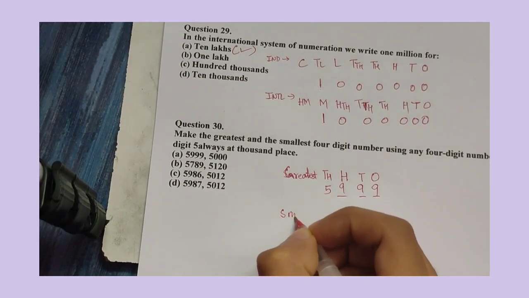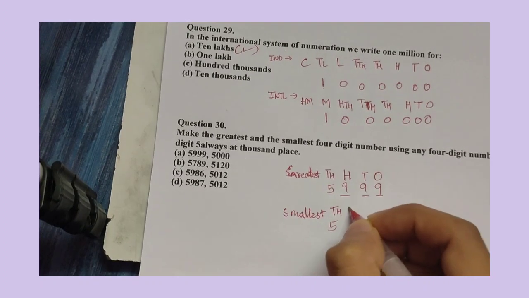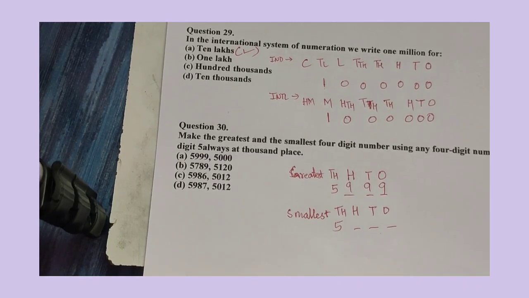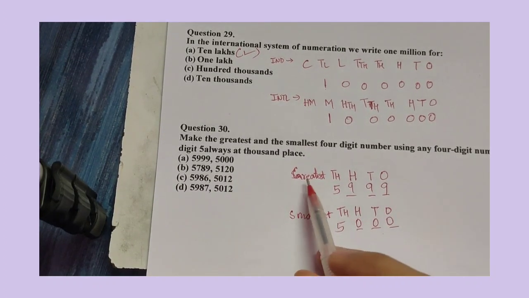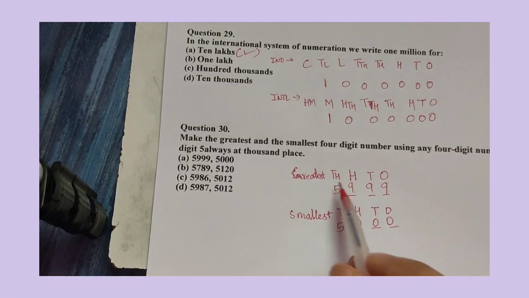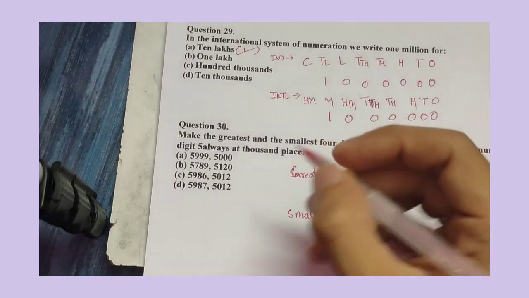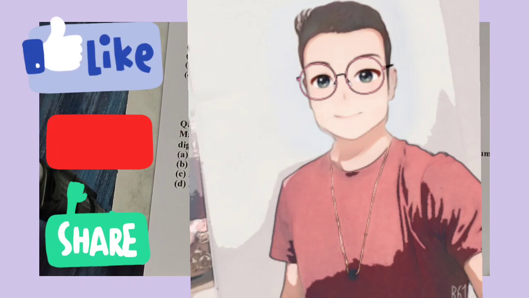For the smallest number, again the thousands place is fixed at 5. But for the rest of the 3 place values, hundreds, tens and ones, the smallest 1-digit number is 0. So we will be putting zeros here, right? So the greatest number when 5 is at thousands place is 5999, and the smallest number with 5 at the thousands place is 5000. So according to the options, option A will be the correct one, that is 5999, 5000.